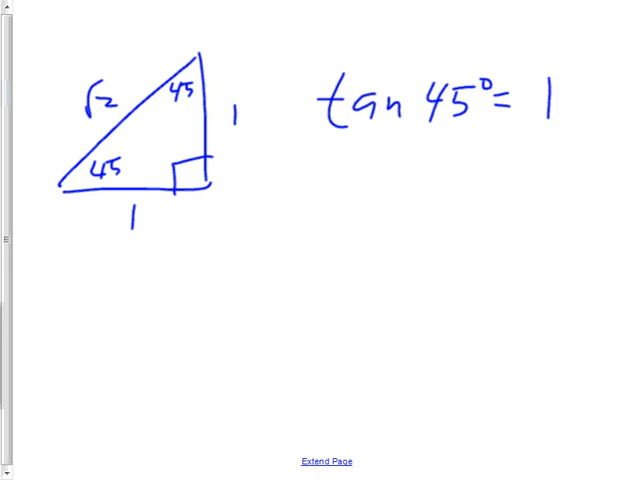Type in tangent 45 equals, and make sure you get what we're doing here. Tangent of 45, did it come out to be 1? If it didn't, you're not in degree mode. You're still in radian mode. Get it fixed.